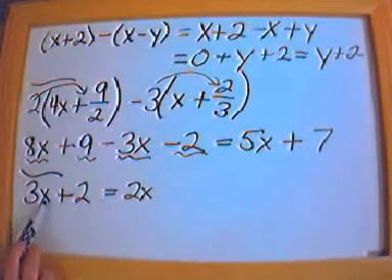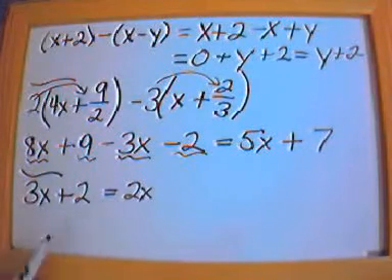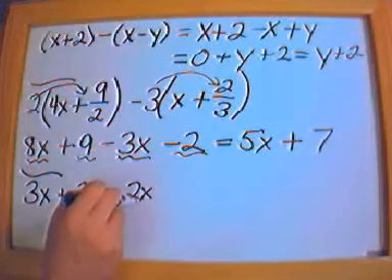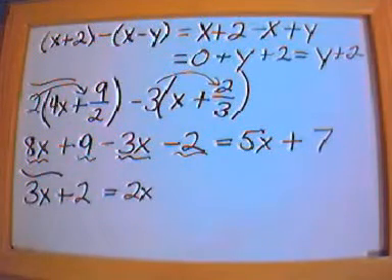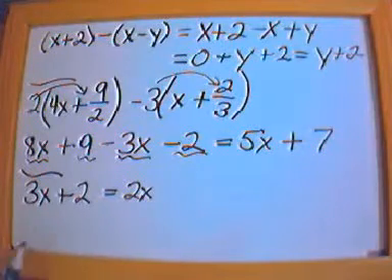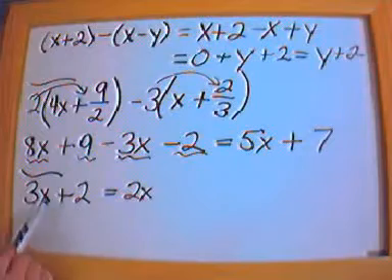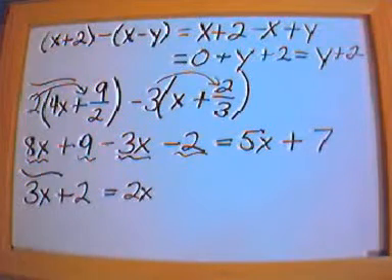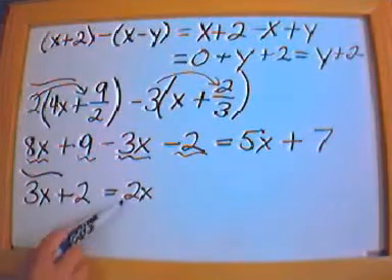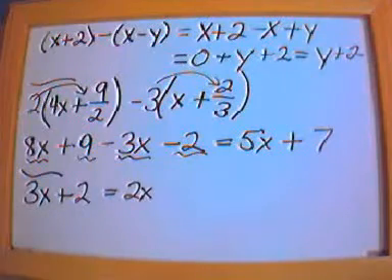Well, first of all, I've got some 3x's over here and I've got 2x's over here. I've got to get them together somehow. So I'm going to do my best to move this 2x over here. How can I do that if I want to get these 2x's together? Well, remember whatever I do has to be done to both sides of the equation. If I subtract 2x from both sides, I'd be left with 0 on the right hand side, because 2x minus 2x is 0. And then I just have 3x minus 2x over here.